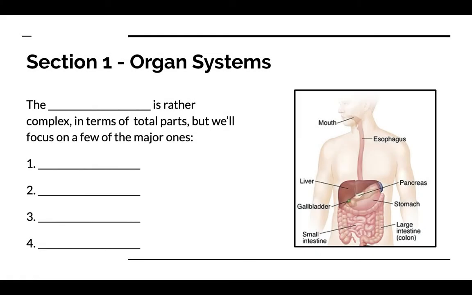Next, we'll take a look at the digestive system. It's actually very complex in terms of its overall parts. We're going to focus on the major parts of it though. So we're going to take a look at the esophagus, stomach, small intestines, and large intestines. The accessory organs are things like the liver, gallbladder, and pancreas. And those are there to secrete different types of enzymes within the digestive tract to allow us to digest different material. But again, we'll focus on these main four.